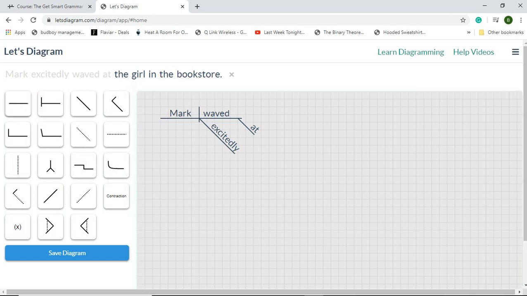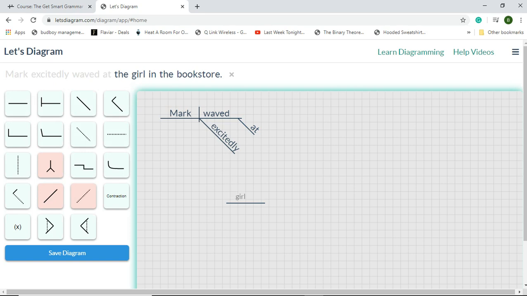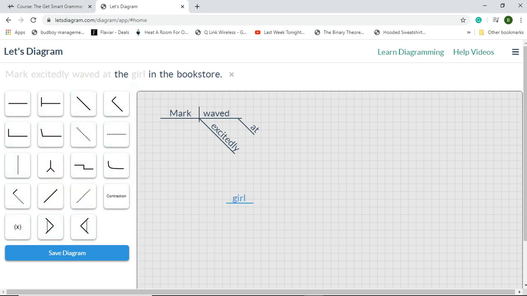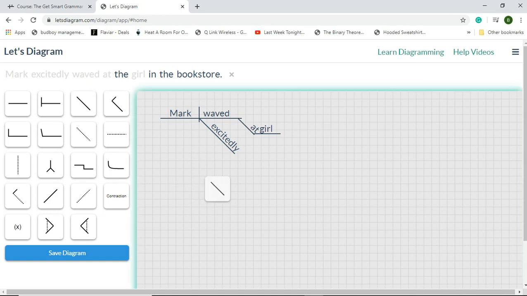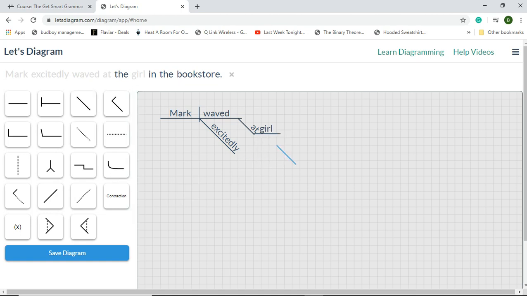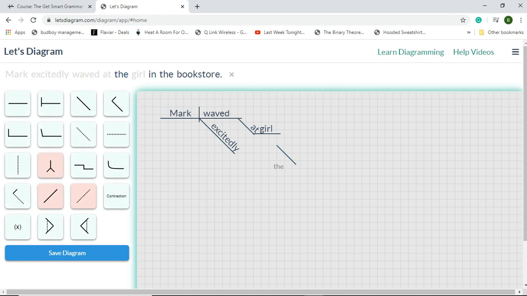And then girl is our object of the preposition, doing the noun job of being an object. So it goes right here. It's a noun. It's the object. Okay? So I can get that on there just a little better. Well, that's probably as good as it's going to get. Okay? And the is an adjective modifying the noun girl. Which girl? The girl.